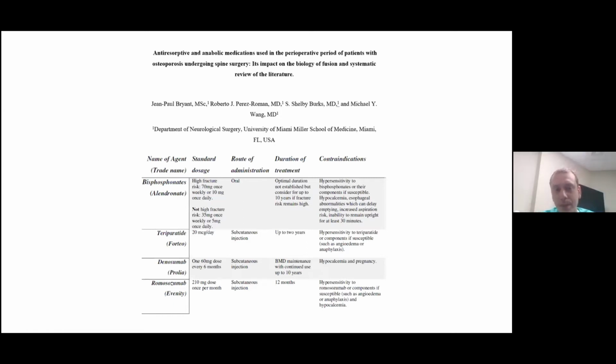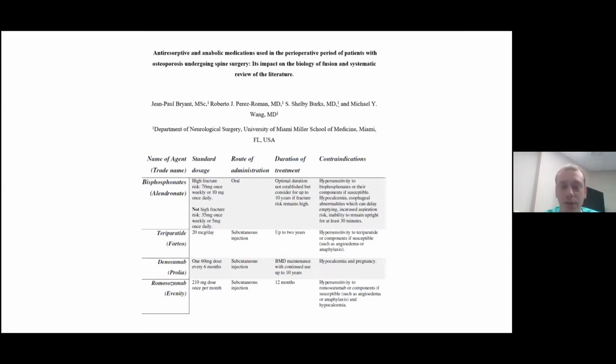And for the monoclonal antibodies, which I think are going to be promising in the next couple of years, Prolia, for example, is used every 6 months as a subcutaneous injection and can be used up to 10 years. On the other hand, ramucirumab is given again as a subcutaneous injection, but once a month for a year. So these monoclonal antibodies are going to be very attractive for patients because they can be used every 6 months and you don't have to be taking a pill daily like bisphosphonates.